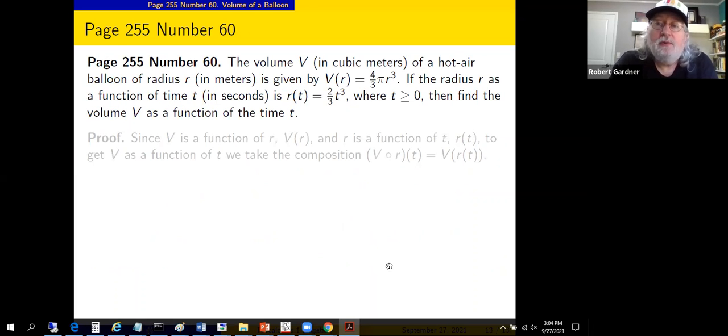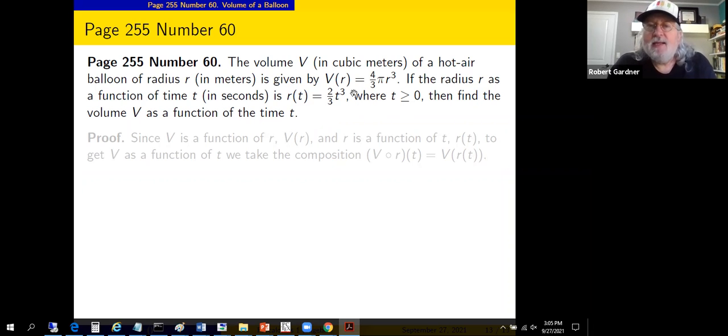Okay, one final example from this section says the volume V in cubic meters of a hot air balloon of radius r in meters is given by V of r equals 4/3 pi r cubed. That's a volume of a sphere of radius r. If the radius r as a function of time t in seconds is r of t equals 2/3 t cubed, where t is greater than or equal to 0, then find the volume V as a function of time.